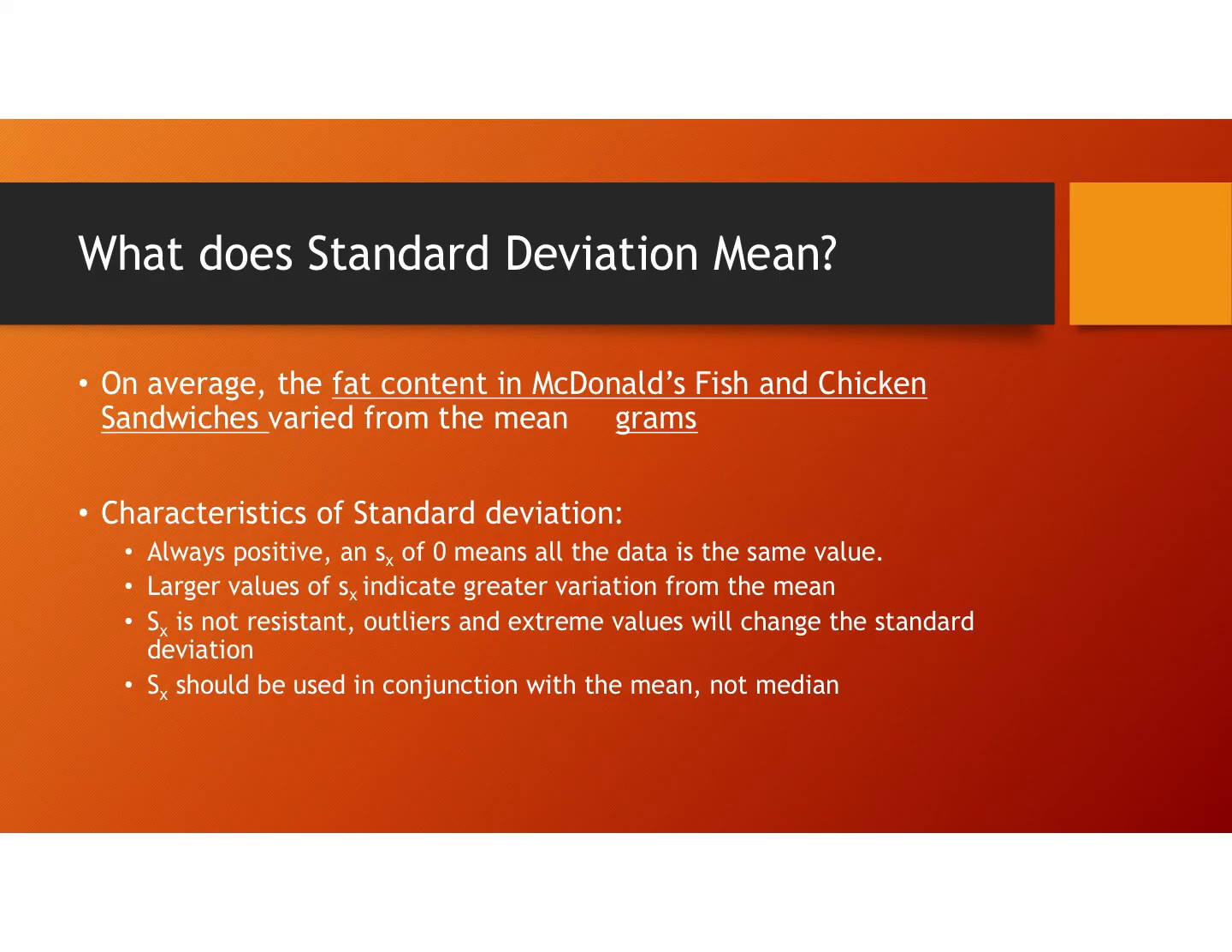Okay, so then what does our standard deviation mean? Standard deviation means on average. For this example, what I have underlined is the context. On average, the fat content in McDonald's fish and chicken sandwiches varied from the mean by 9.15 grams. That's what our standard deviation means. This is how we interpret.